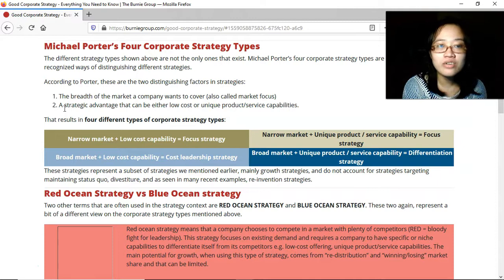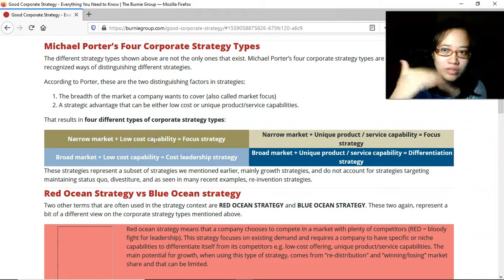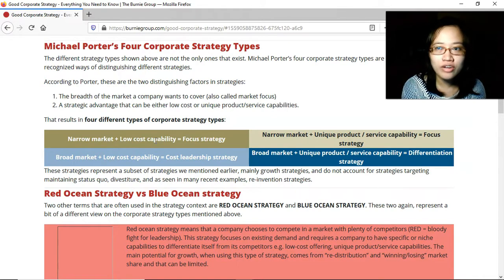And then the second one is a strategic advantage that can be either low cost or unique product, service, or capabilities. Okay, so dito you have your low cost capability. Ibig sabihin, they can drive the prices down and yun yung kanilang magiging advantage. Okay, that they are offering the same products, the same services at a lower price. And then itong second one is having unique product or service capability. Let's say, something that only their product can do, or something that only this service provider can provide to the clients.